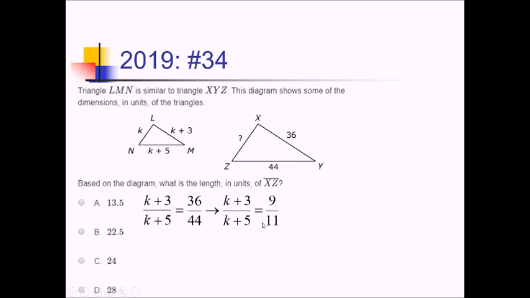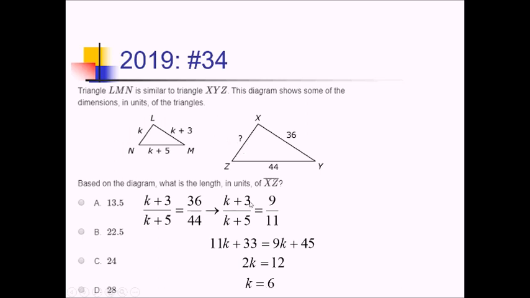So doing that, I'll go this way first. So I've got 11k plus 33 on one side, and this is going to equal 9 times k plus 5, so 9k plus 45. Subtracting 9k over here, that gives me 2k on the left. Subtracting 33 to get it over on the right, that's going to be 12 over there. So then k has a value of 6. Okay, so let's use that now in order to set up a proportion and solve for my missing side.